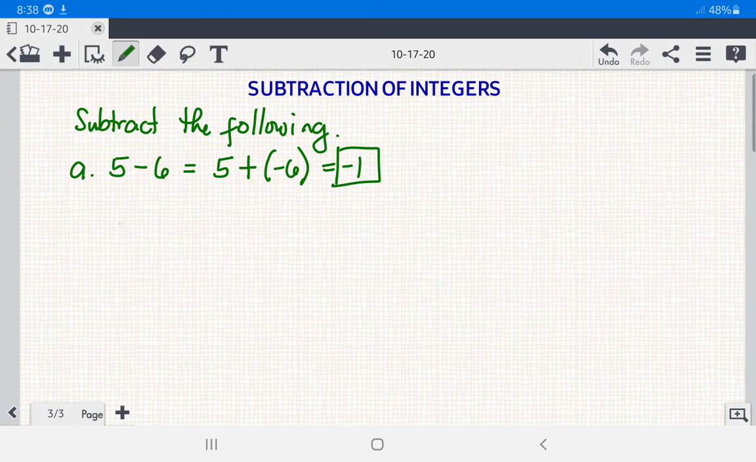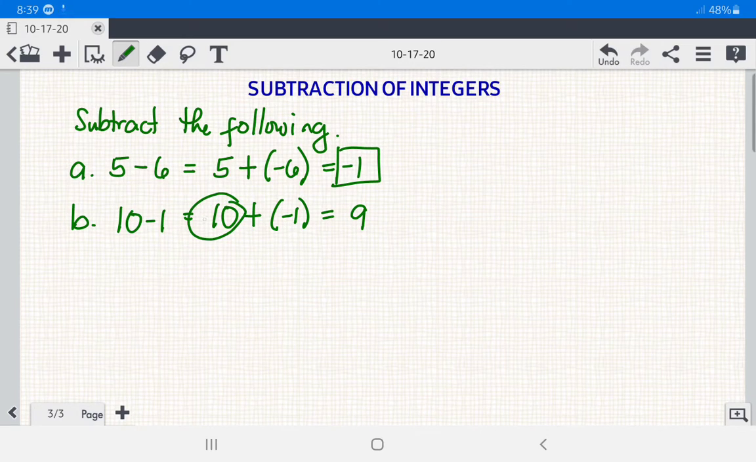Then, next, letter B. Let's say we have 10 minus 1. So, simply the answer is 9, right? But then, if we're going to make use of the process, we have to copy 10, then plus. So, change the sign of the subtrahend. So, from positive 1, make it negative 1. Then, again, since these are integers with unlike signs, automatically you subtract 10 minus 1. So, we have 9. Then, what is the sign of the bigger number? We have positive. So, the answer here is positive 9. So, no need for you to write the positive sign.